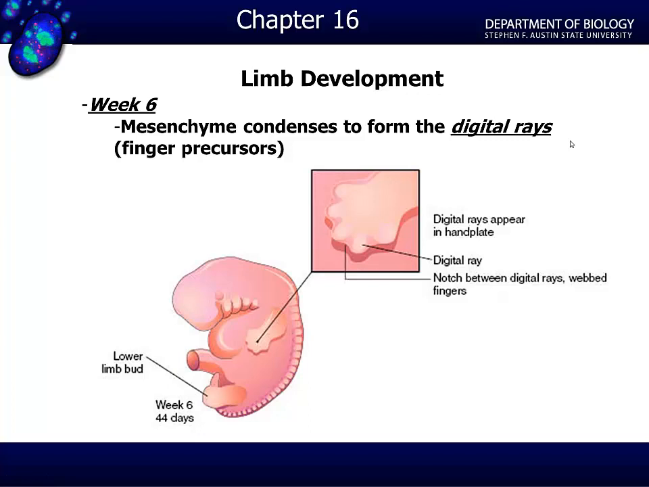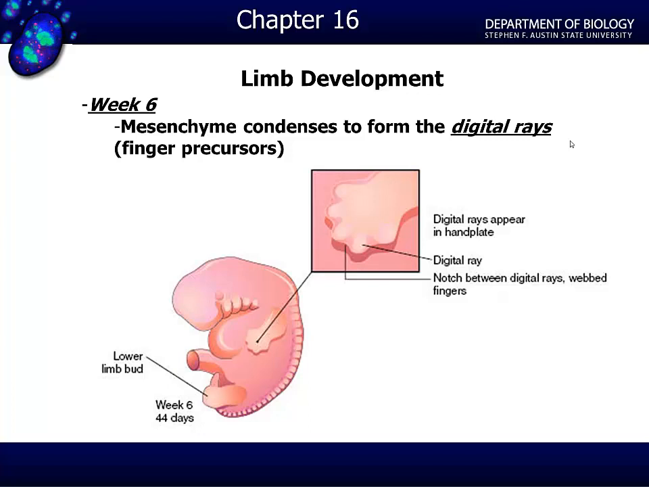Now, week 6, we're going to continue to extend our limb bud, but the hand plate is going to begin to distinguish itself. We are going to have chondrification centers that are going to occur in specific locations in the hand plate, and these are going to give rise to our digits. And so at this point, they're referred to as digital rays, and these are going to be the precursors to the phalanges in our forelimbs.